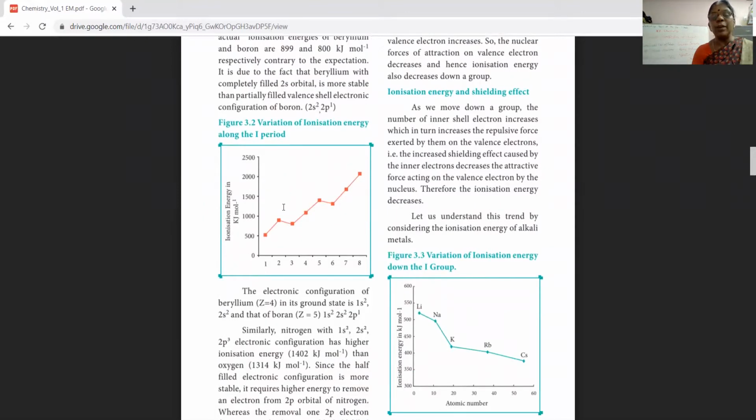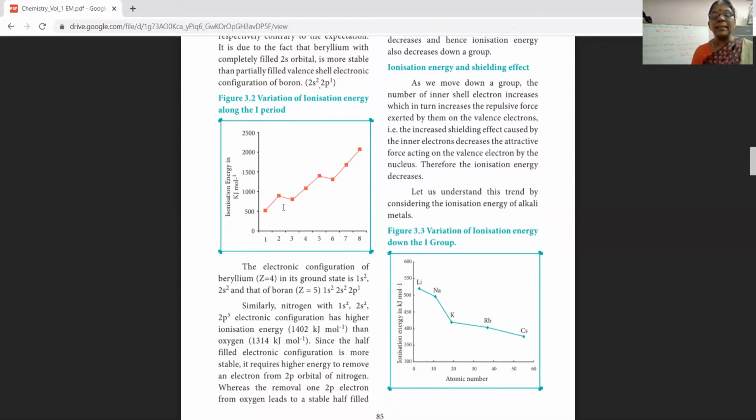Ionization energy and shielding effect. As we move down a group, the number of inner shell electrons increases, which in turn increases the repulsive force exerted by them on the valence electrons. That is, the increased shielding effect caused by the inner electrons decreases the attractive force acting on the valence electron by the nucleus. Therefore, the ionization energy decreases.